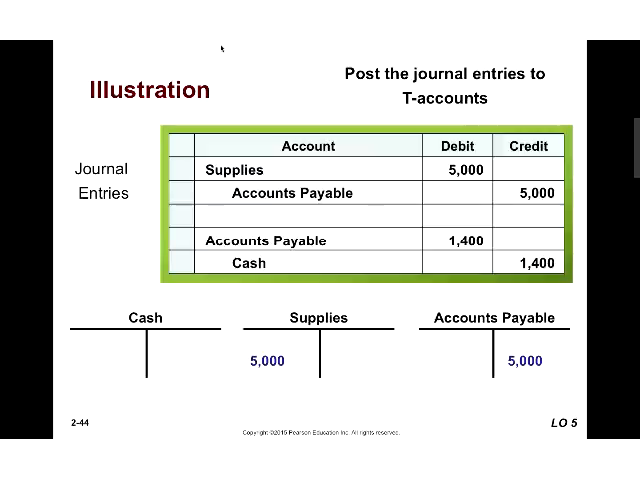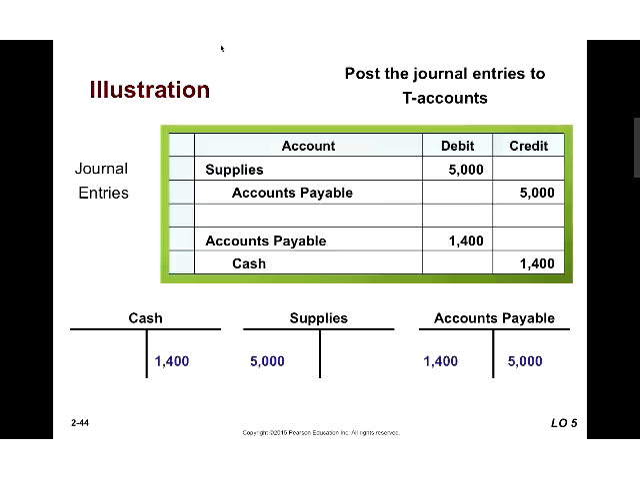Working our way down, the next one, accounts payable, gets a $1,400 debit. Oops, I went the wrong way. Okay, $1,400 debit. And then cash gets a credit for $1,400. So all you're doing is taking those journal entries and posting the amounts to the accounts that match the line on the journal entry and putting it in the debit or credit column depending on which one it is.